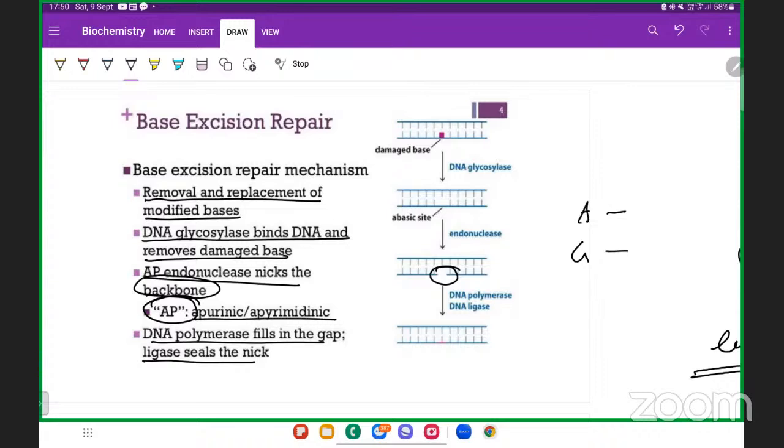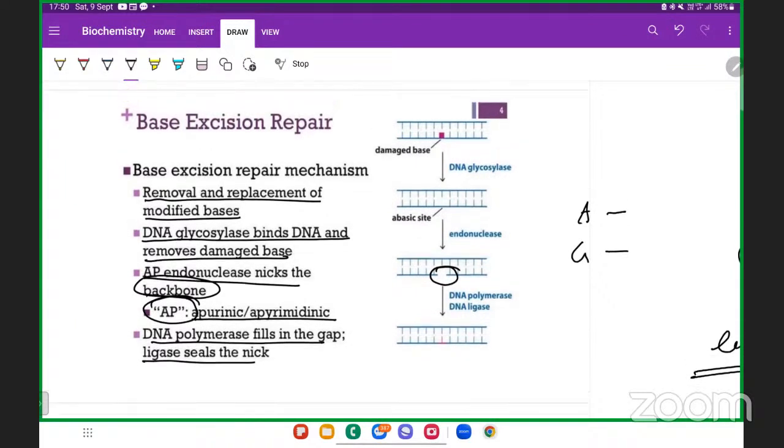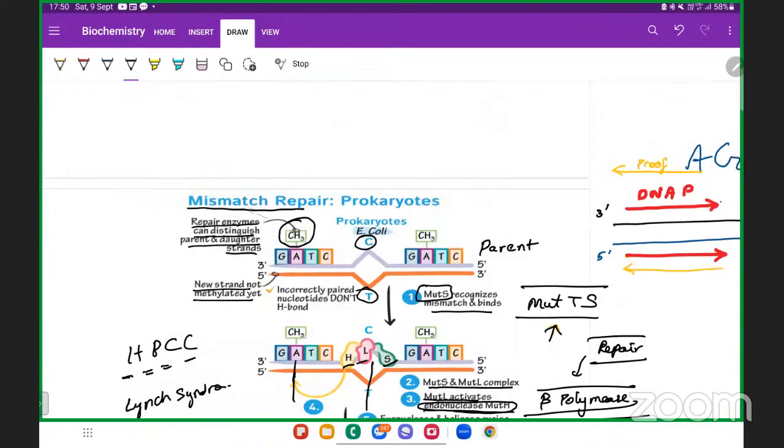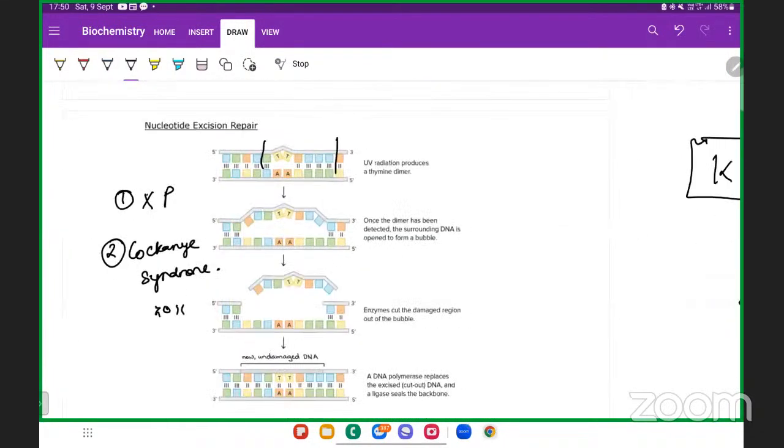I hope you can understand this. Very good, Akshaya. So we are going to move towards the next one. The first topic we saw is mismatch repair. Second, we saw base excision repair. Third, what we are going to see is nucleotide excision repair.